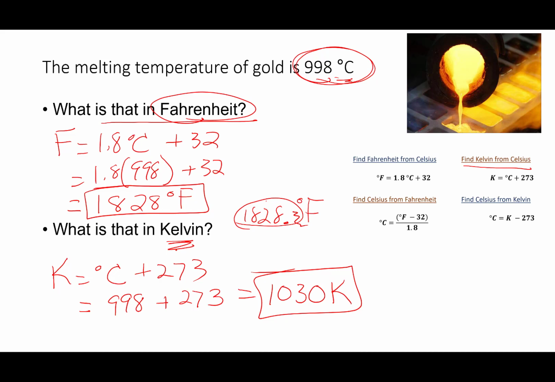All right, there are going to be some homework problems like this on your study guide. Practice them. Make sure you know how to do these because you're going to have a couple of these on your upcoming quiz or test. See you later. Bye-bye.